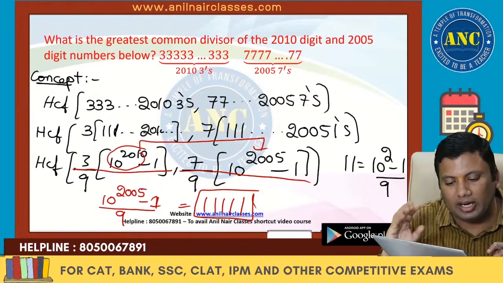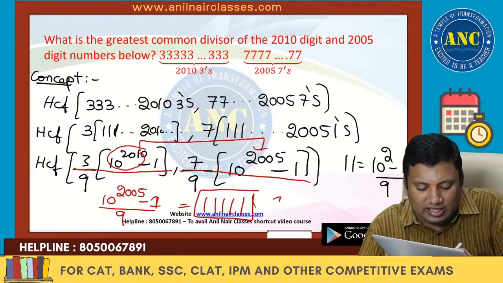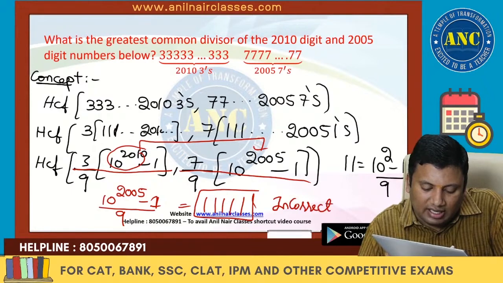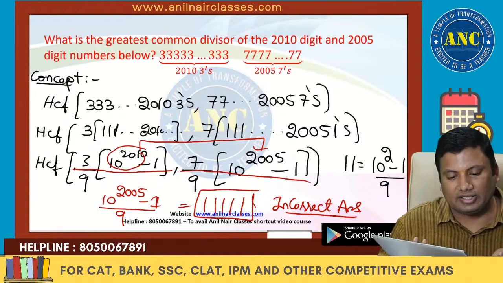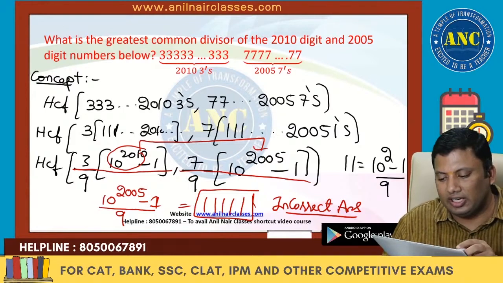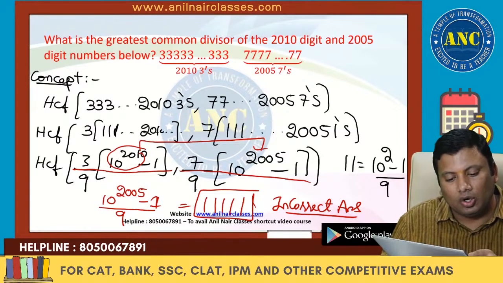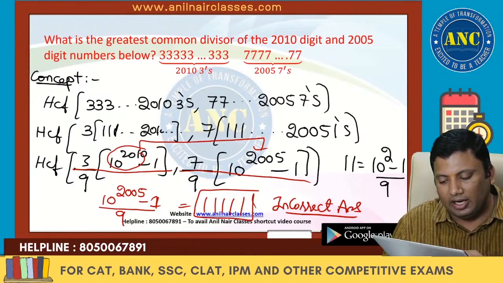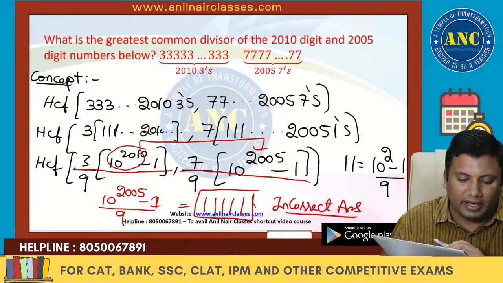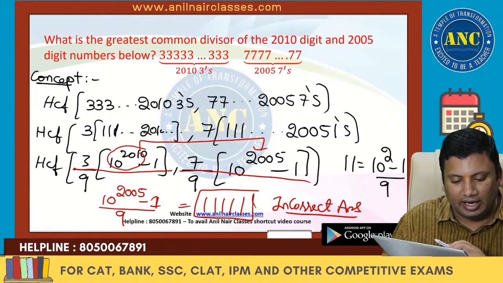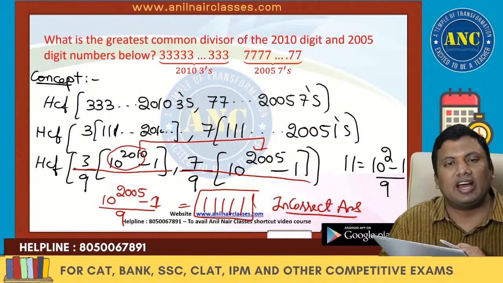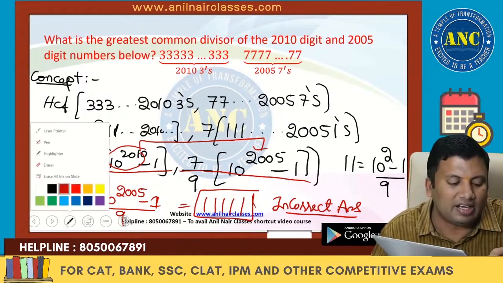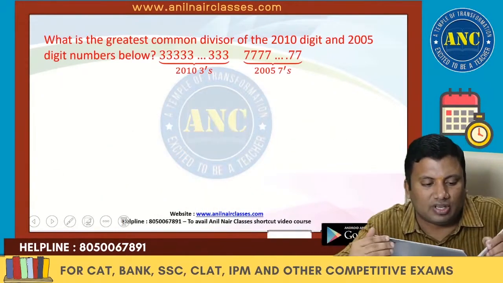But there is a small catch in the question. This is an incorrect answer. 5 ones is an incorrect answer. Then what is the right answer? 3 into 111 (2010 ones), 7 into 111 (2005 ones), that is 10 power 2010 minus 1 by 9 and 10 power 2005 minus 1 by 9. HCF of numerator by LCM of denominator, and LCM of the denominator is nothing but 9. So they will say that the answer is 5 ones. 5 ones will anyway be a factor. But one observation, see here.